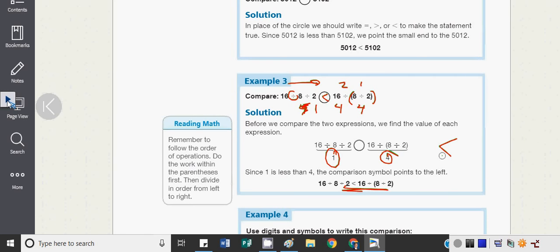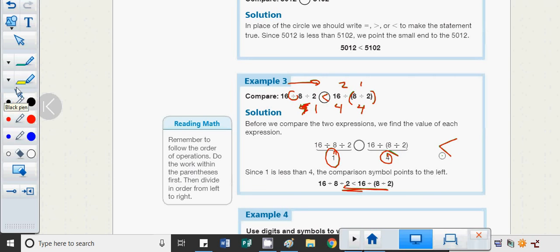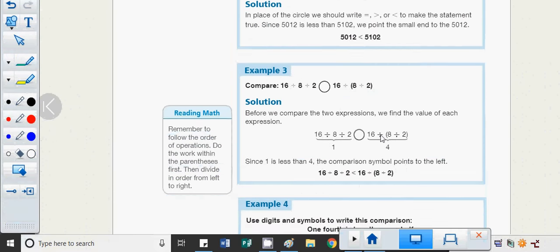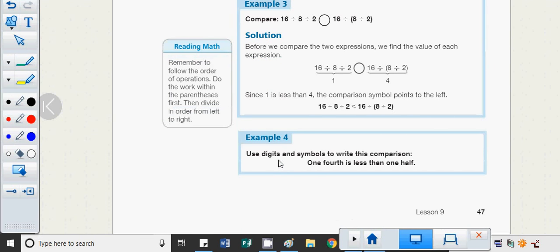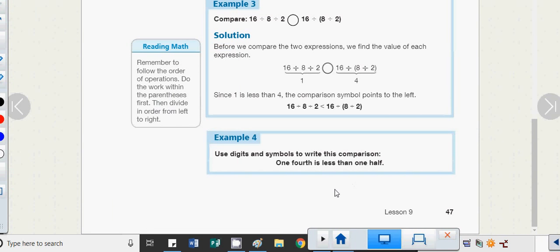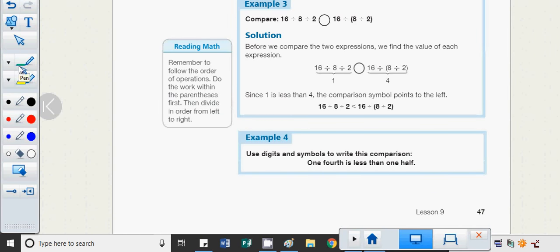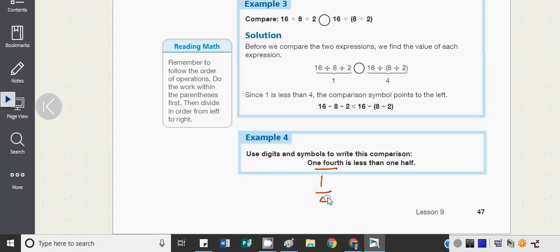Remember to follow the order of operations, as it says here in the reading math, right? Do the work within the parentheses because in PEMDAS, P comes first. Can you use digits and symbols to write in numbers and symbols what they're saying in words? 1/4 is less than 1/2. Write your fractions, implied. 1/4, 1/2. And they're reminding us that it's less than.